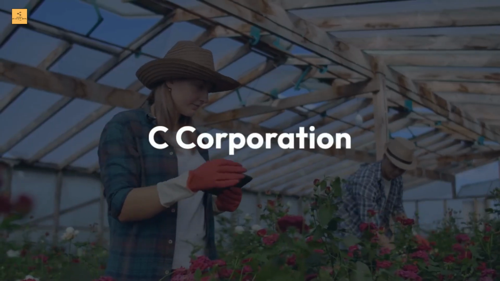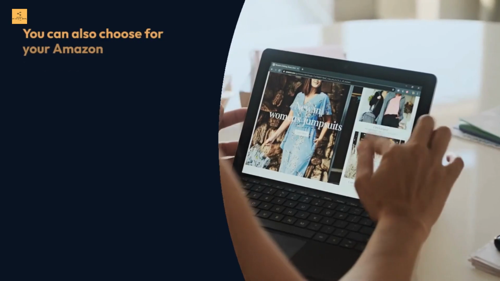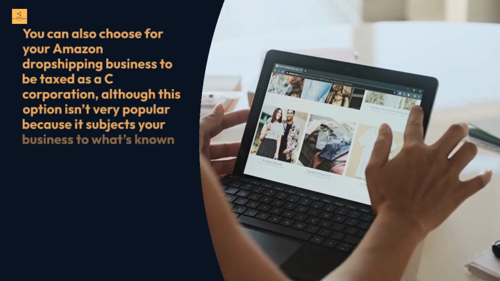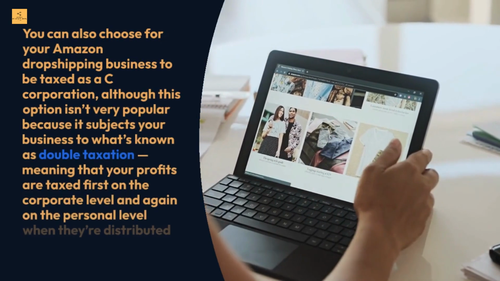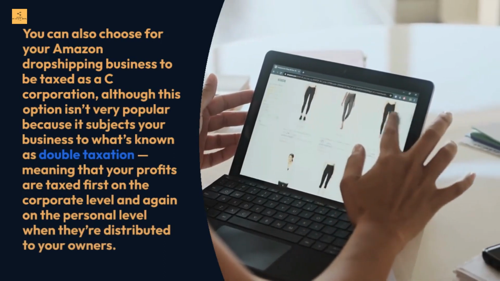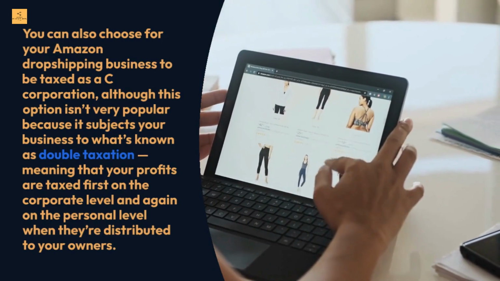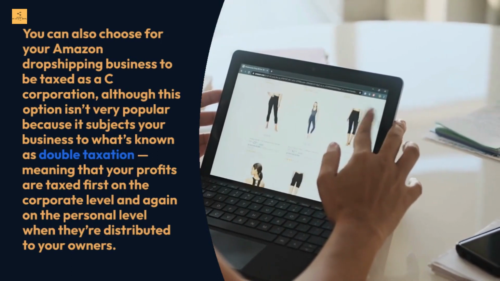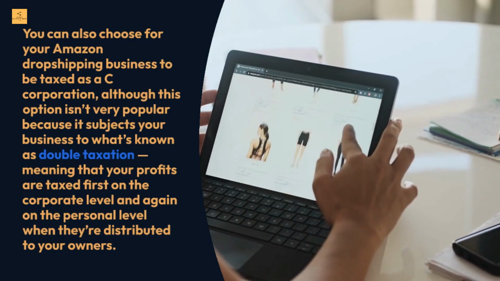C Corporation. You can also choose for your Amazon dropshipping business to be taxed as a C Corporation, although this option isn't very popular because it subjects your business to what's known as double taxation, meaning that your profits are taxed first on the corporate level and again on the personal level when they're distributed to your owners.